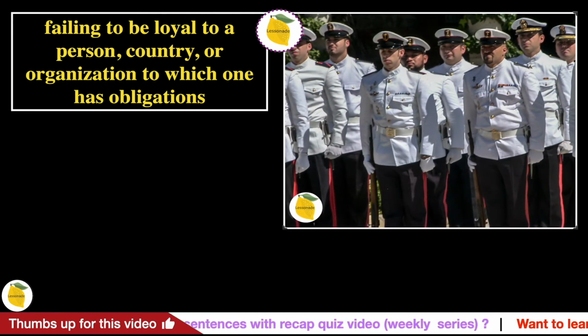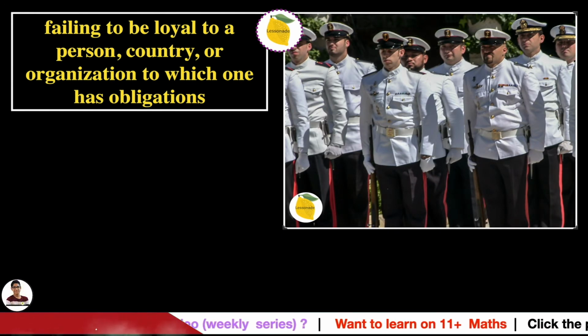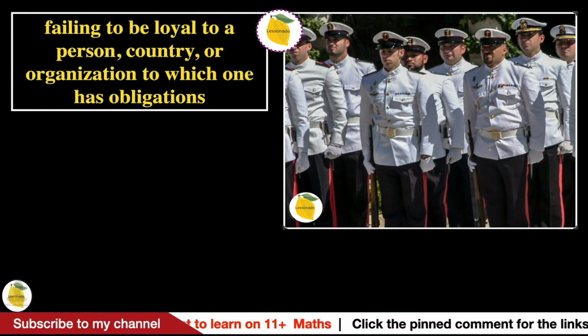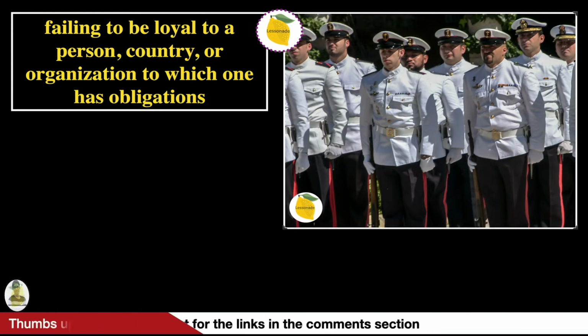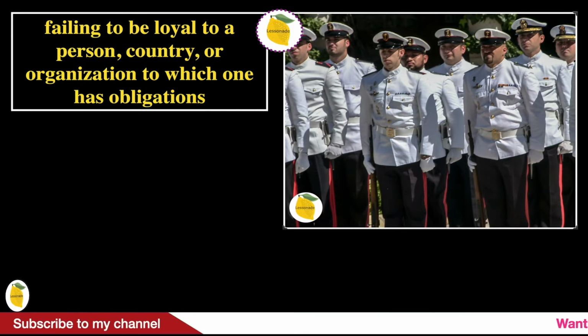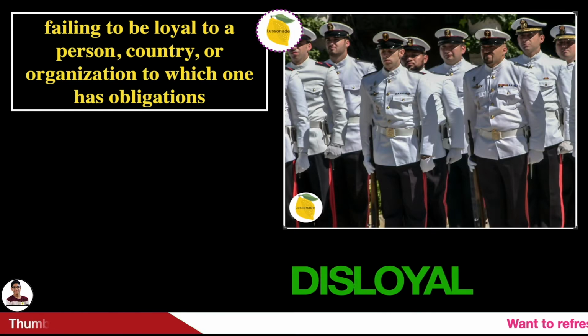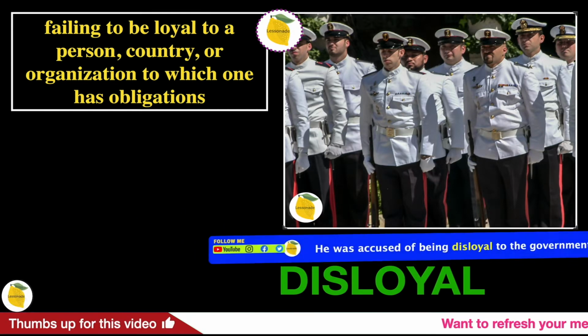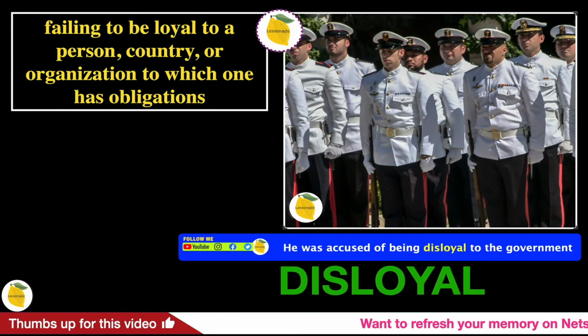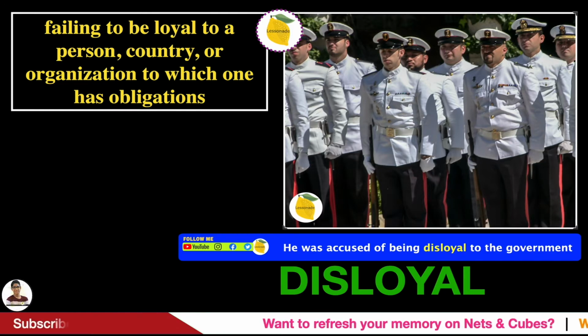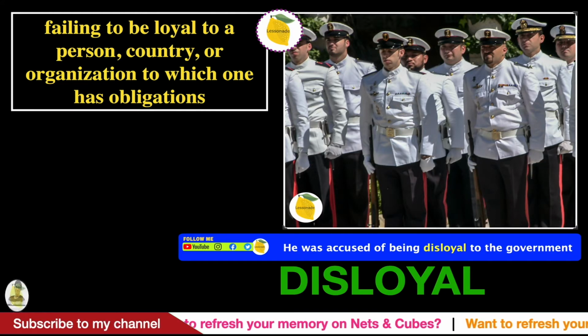The next definition we have is failing to be loyal to a person, country, or organization to which one has obligations. In this picture, we can see a person who has been accused of failing to be loyal to their country, and therefore the word will be disloyal. And the sentence for this word is, he was accused of being disloyal to the government.